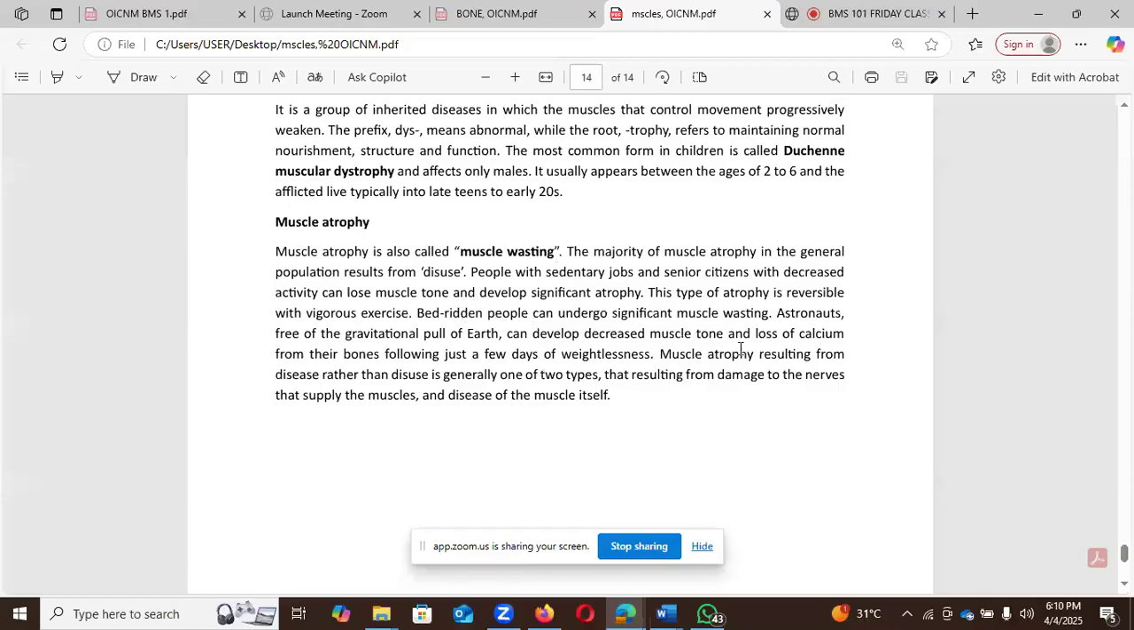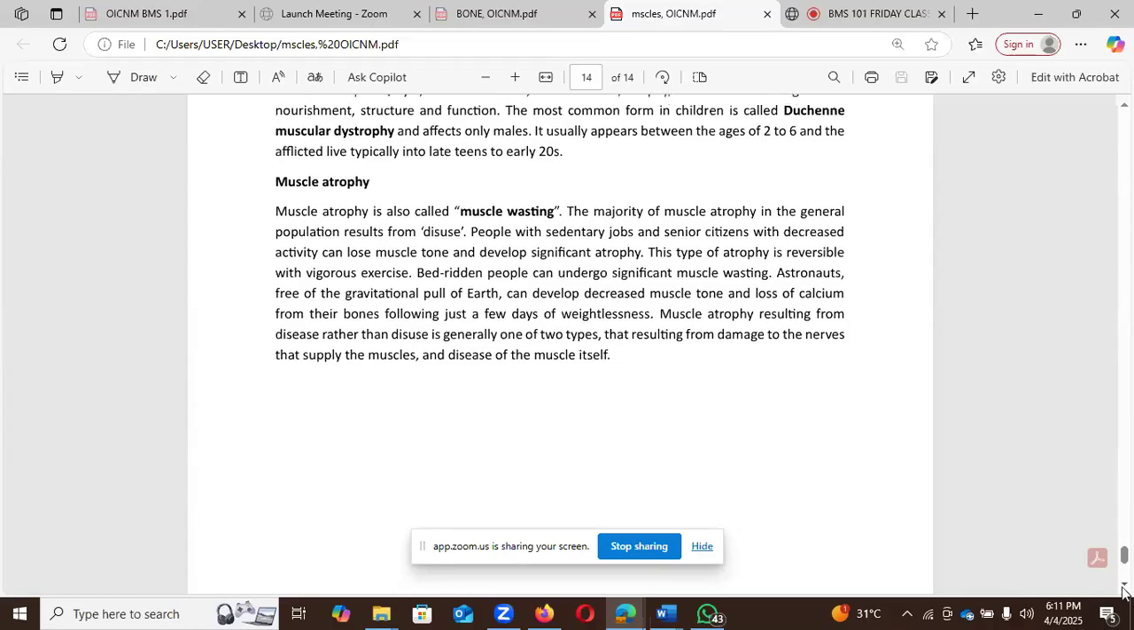There is loss of muscle tone, loss of calcium in muscle and bone, and the muscle becomes wasted. It occurs majorly as a result of damage to the nerve supply to the muscle. So people with spinal cord injury, the spinal cord projects nerves to the muscle. If those nerve supplies are damaged, it will lead to muscle atrophy, which will cause muscle wasting.